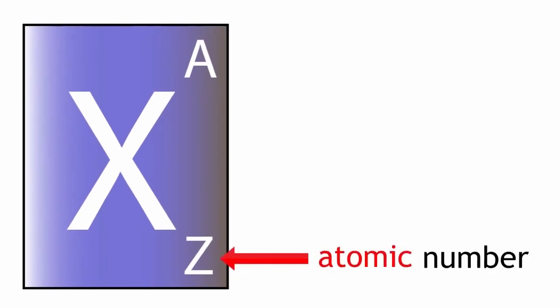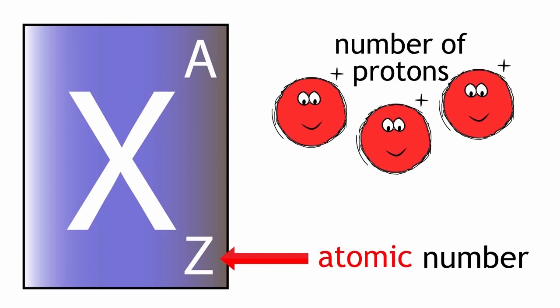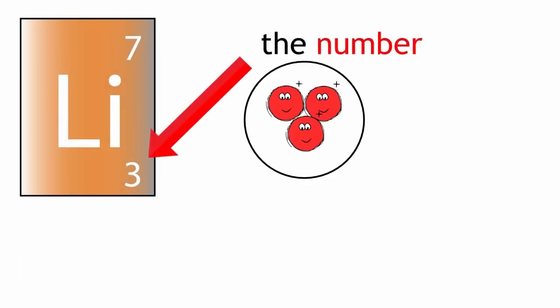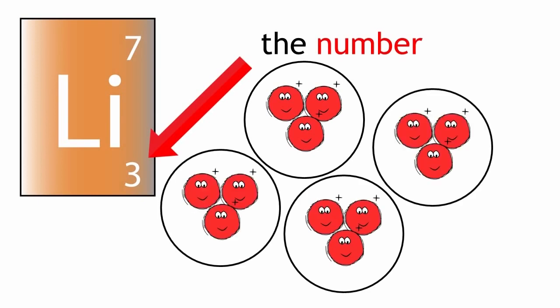The atomic number has a symbol Z. This number tells you how many protons are in one atom of an element. The number is always the same for all atoms of a particular element.